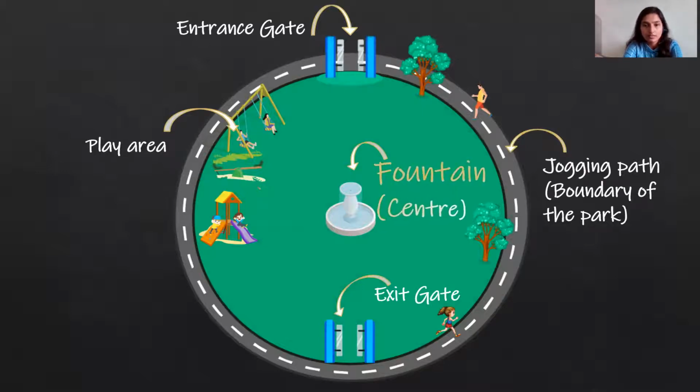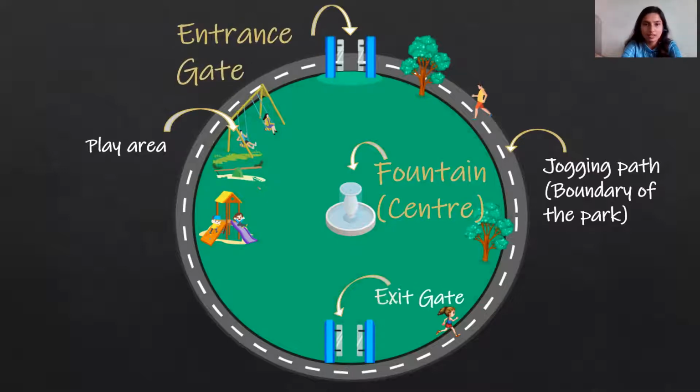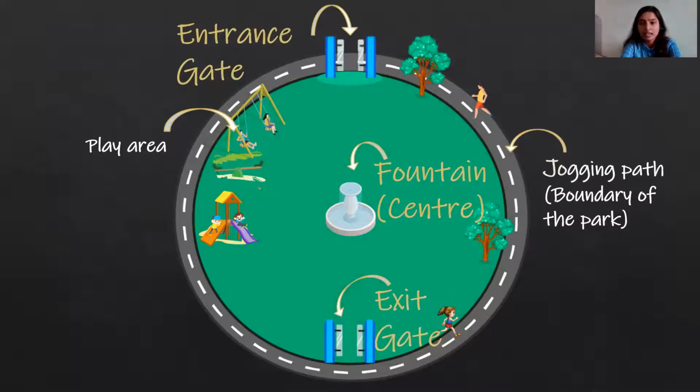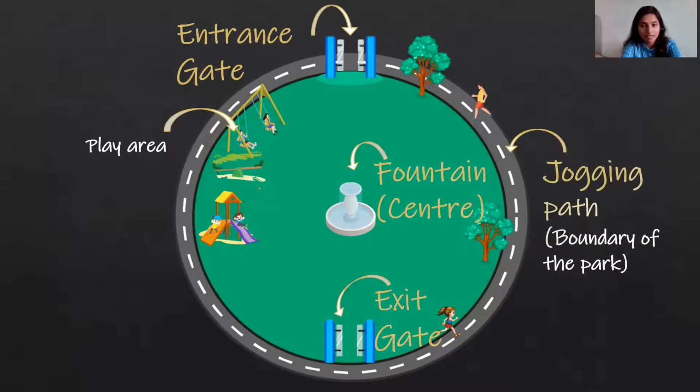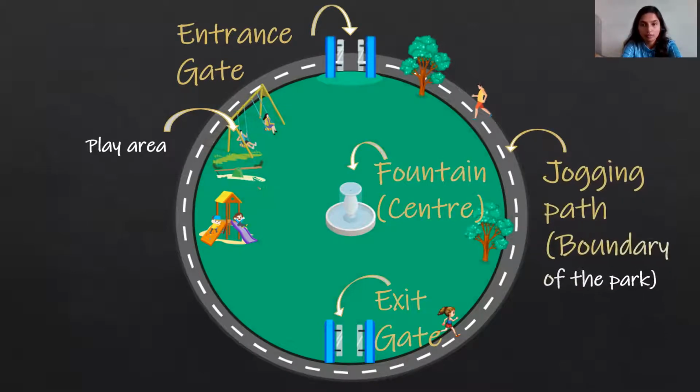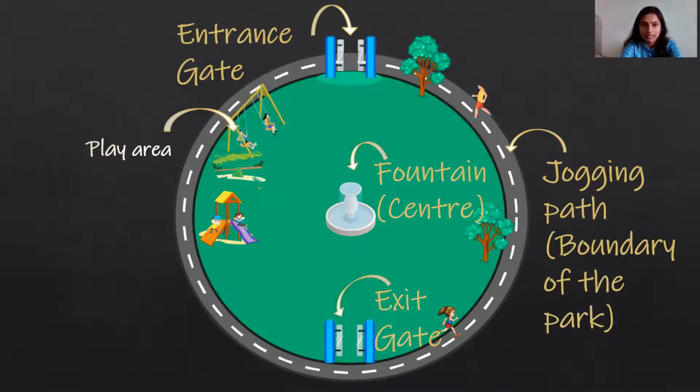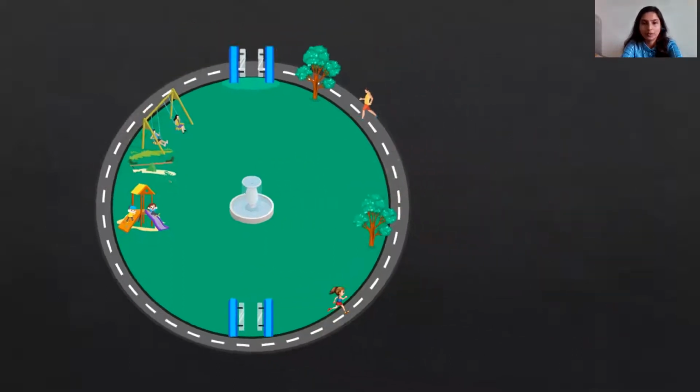So here we can see the fountain exactly at the center of the park. Then we have entrance gate, exit gate. Then we have the jogging path as well, where we can see a girl and a boy running. Then we have this play area where we can see slides and children playing there.